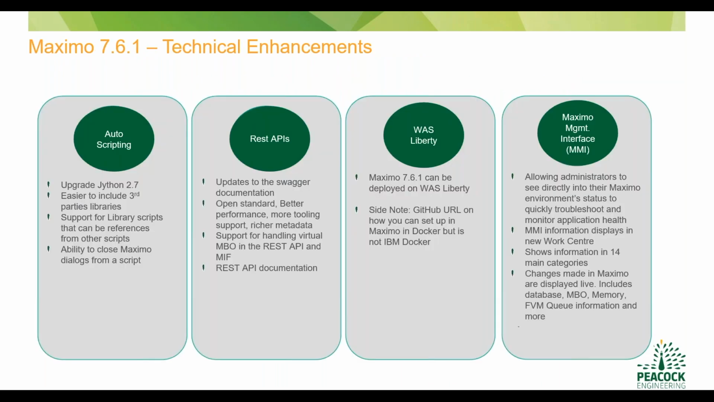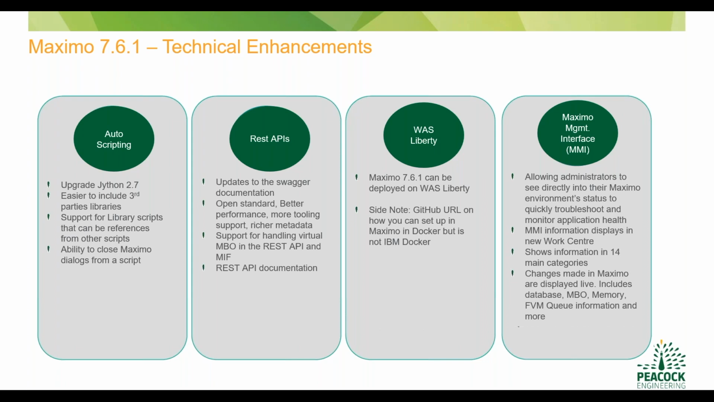The technical enhancements around 7.6.1: in automation scripting, we now have Jython 2.7 and an ability to close a Maximo dialog from a script. There are quite a few enhancements within automation scripting. REST APIs have been updated, and a lot of documentation is now available across the REST API suite. Usability I mentioned before. There's a lot of information on the web now around all these technical enhancements with 7.6.1.